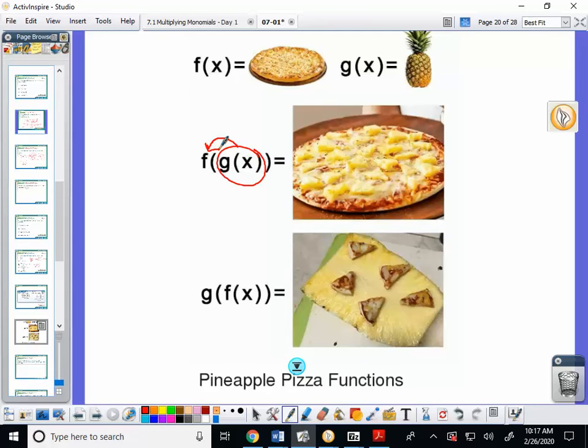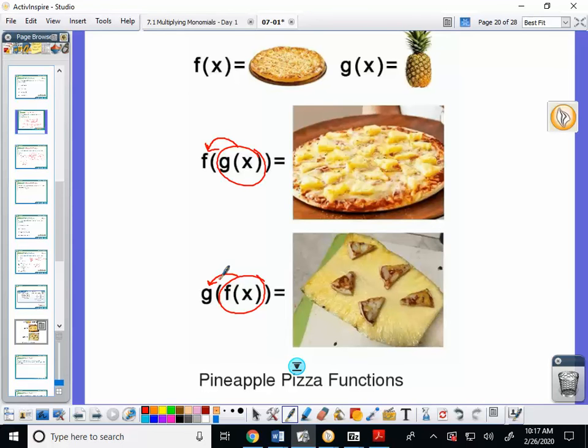This reads g of f of x. What this means is I'm going to take my f function and put it into my g function. So this time I'm going to take my pizza and put it into the pineapple. That's what we get here, the pizza into the pineapple. You see it? That's what we're going to do, but with algebra.